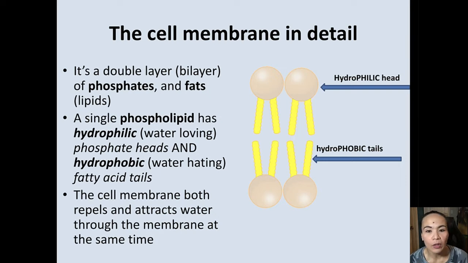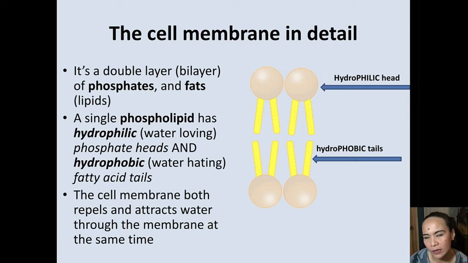Now, it's a double layer, that's why it's called bilayer, of phosphates and fats. Now, a single phospholipid has a hydrophilic or water-loving phosphate head and hydrophobic or water-hating fatty acid tails. Now, the cell membrane both repels and attracts water through the membrane at the same time.